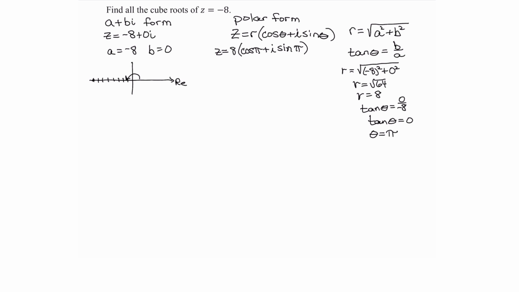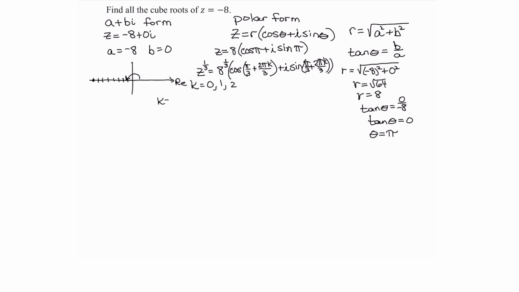Now from the root theorem, we have that the cube root of our complex number is, well, we take the modulus, our 8, to the 1/3 power, still the cube root, times, and to get all of them, cosine of our angle theta divided by the index. And remember, our index is 3. So we have pi divided by 3 plus 2 pi k divided by 3. And then we have plus i times the sine of the same expression. And that's where k is equal to first 0, then 1, then 2. And when we do each of those calculations, that will give us the 3 cube roots of negative 8.